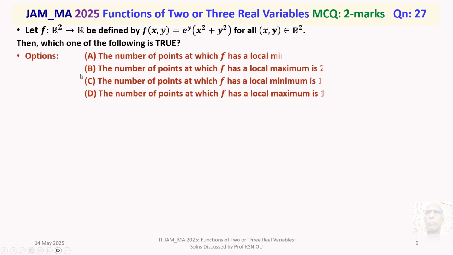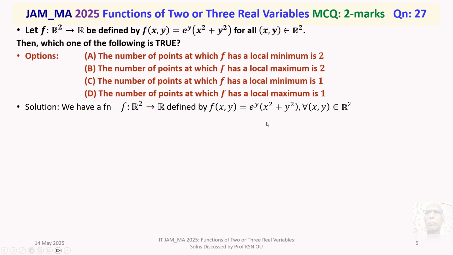In all these 4 options, it talks about the number of points at which f has local maximum and local minimum. It is given 1 or 2. So our target is to talk about local minimum and local maximum and how many there are for this function f. Let's now discuss the solution of the problem in detail.